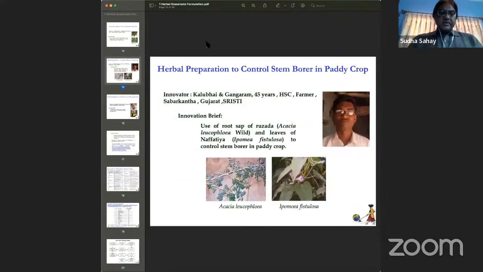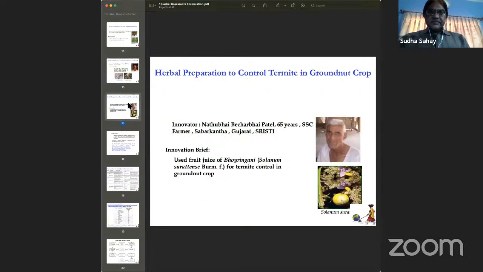Next. This is for the control of stem borer in paddy, and the plants being used were acacia, a very common plant, and apomia, that is commonly known as daffodil. This is yet another practice to control termites. Next. And the plant used was commonly known as boeringni, and the scientific name is Solanum suratens.